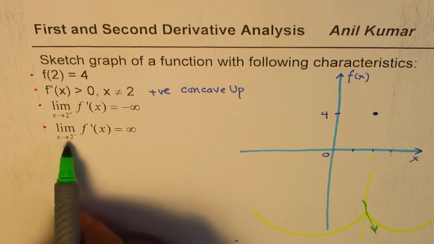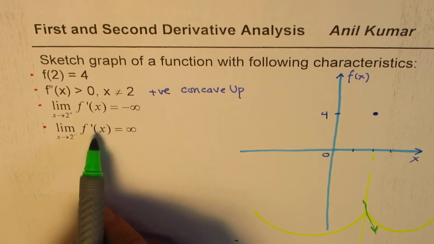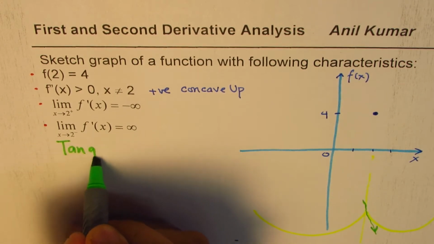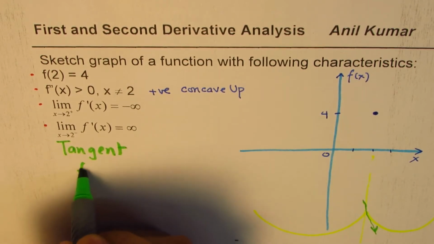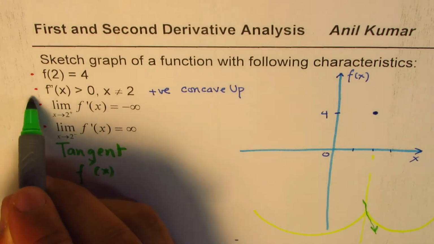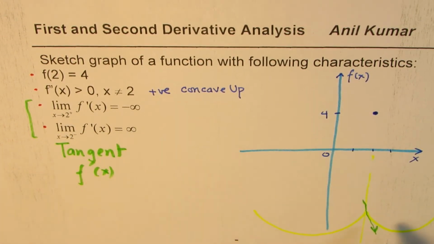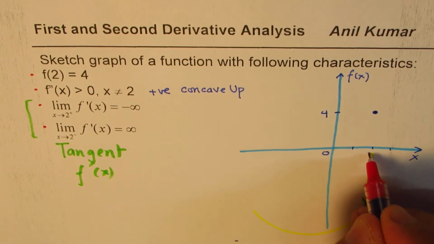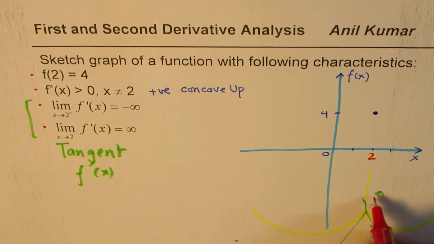Now the limit as x approaches 2 from the left side of the derivative of the function, that means the tangent, right? When we talk about the first derivative, correct? So it is positive infinity. Here you can see that the tangent has a positive slope as you approach 2. So this is the point where x equals 2. It becomes more and more positive, right? So that is the shape of the graph.